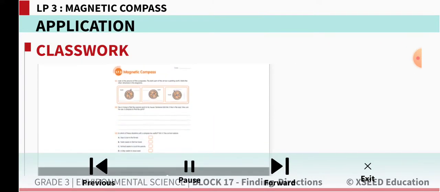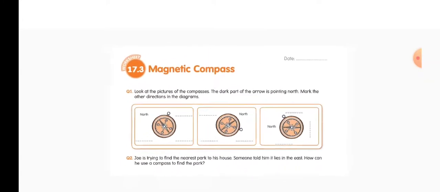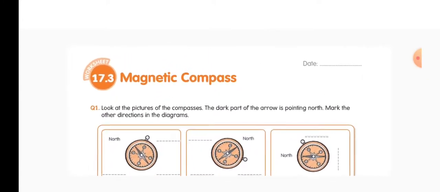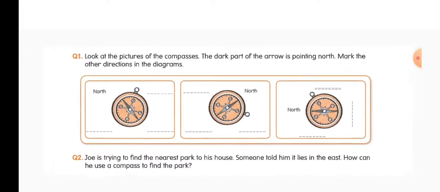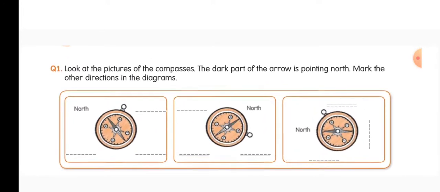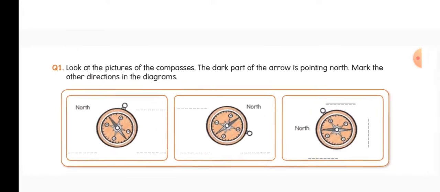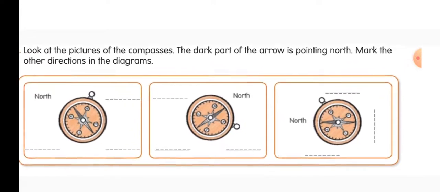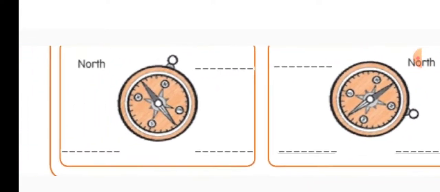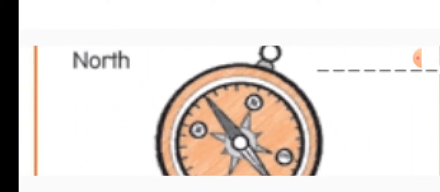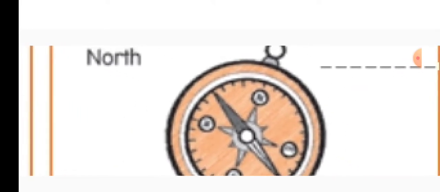Now, all of you open your worksheet, put today's date. This is 17.3 magnetic compass. Look at the pictures of the compasses. The dark part of the arrow is pointing north. Mark the other directions in the diagram. So here, north part, this is the dark part of the needle. It is pointing towards the north.